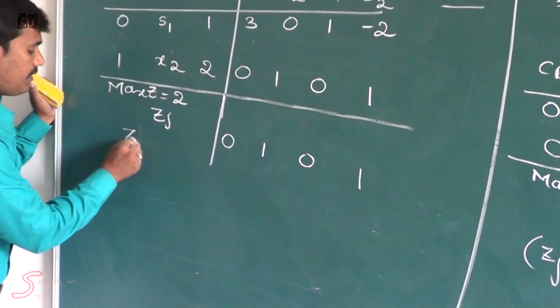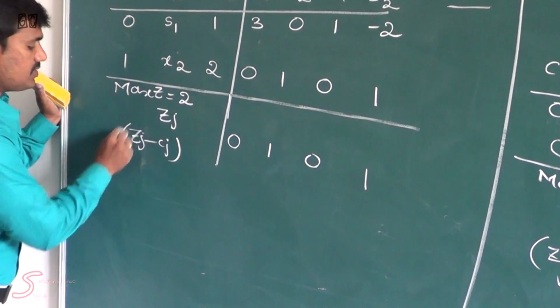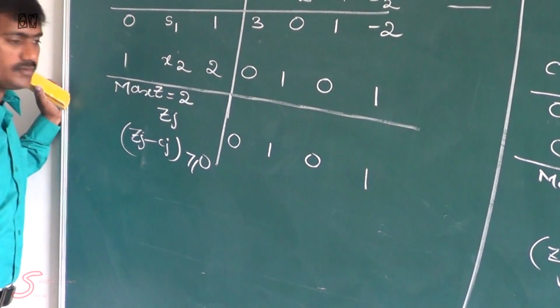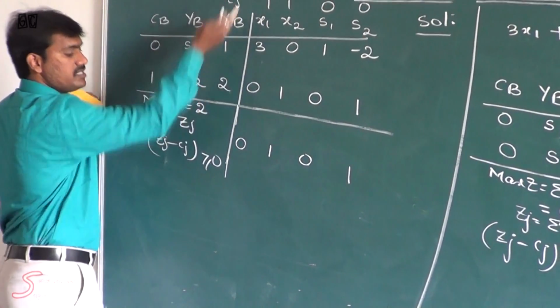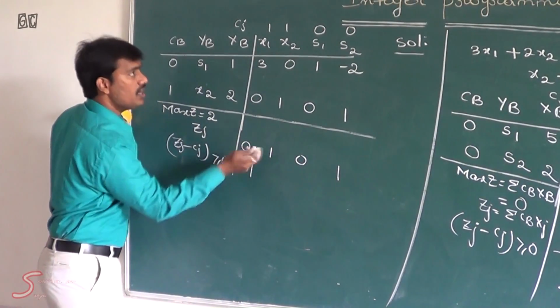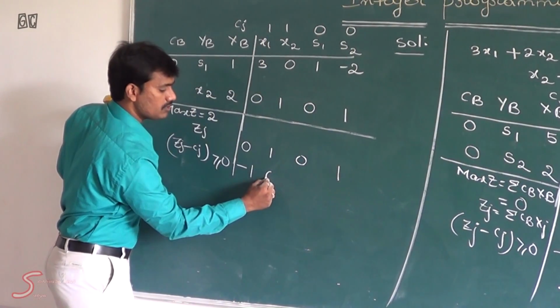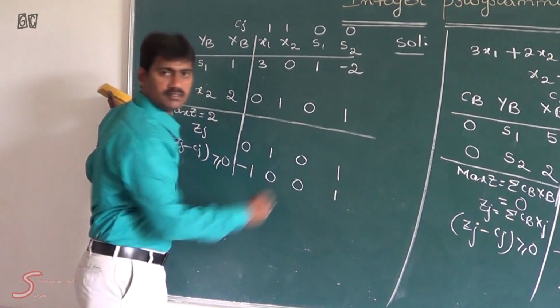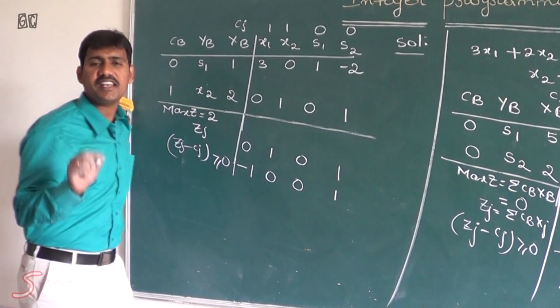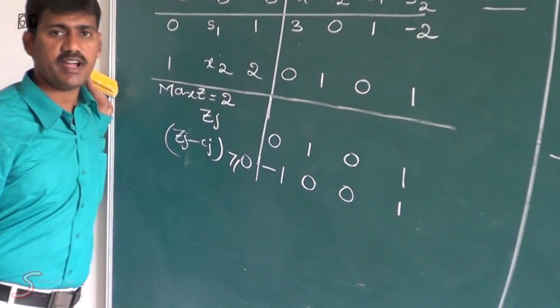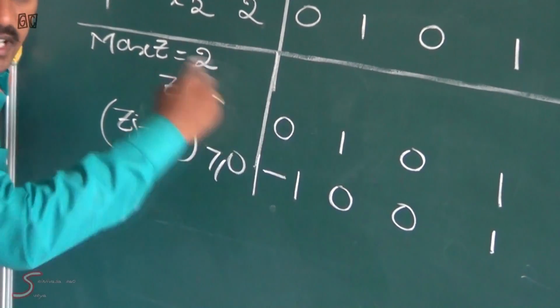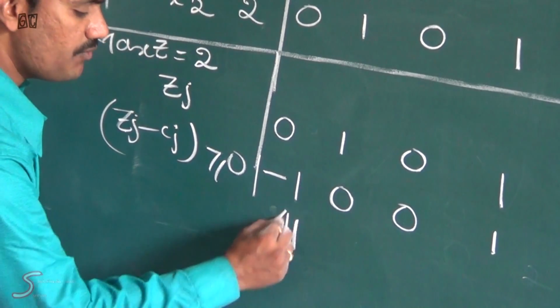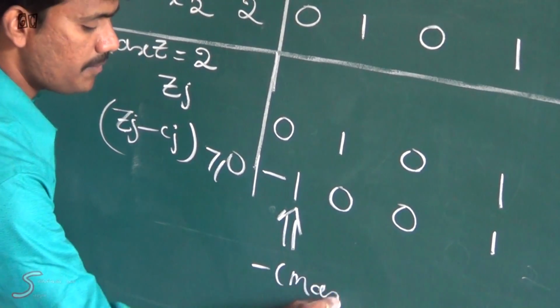We have a net evaluation condition, Zj minus Cj greater than or equal to 0. So that is, Zj means this one and Cj. 0 minus 1, that is minus 1. 1 minus 0, that is, 1 minus 1, that is 0. 0 minus 0, 0 and 1 minus 0 again 1. In this case also, the net evaluation condition is not satisfied, that is minus 1. The same thing, all of you, we have to consider minus of maximum here.